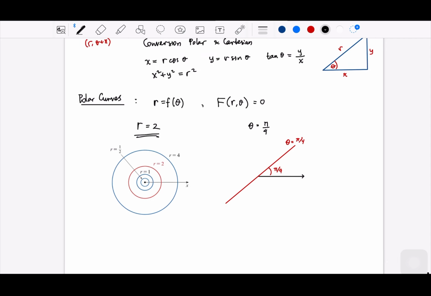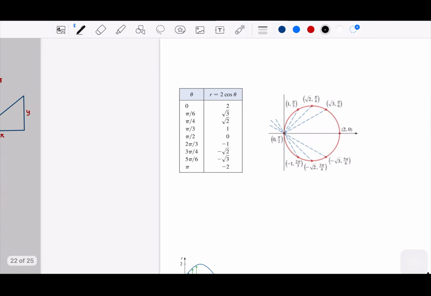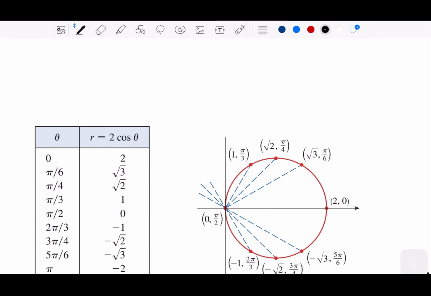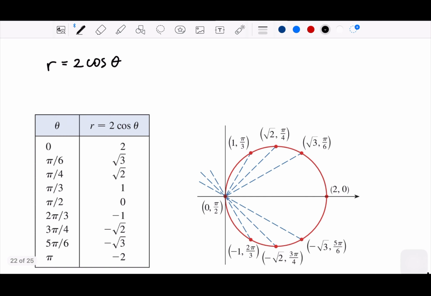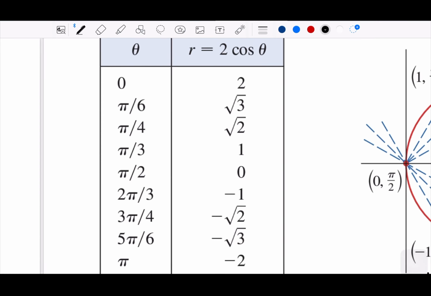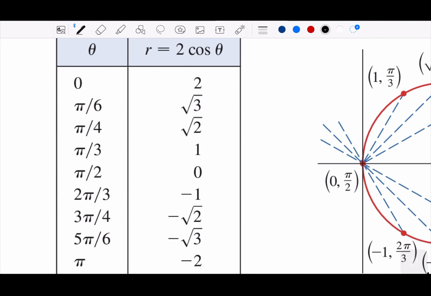Okay, now what we have here is r equal to 2 cosine theta. Well, perhaps before we draw the right picture here, we could try to make a table and look at the values from 0 to maybe pi, and we could just focus on the special angles. So 0, pi over 6, pi over 4, and this is the polar curve 2 cosine theta.